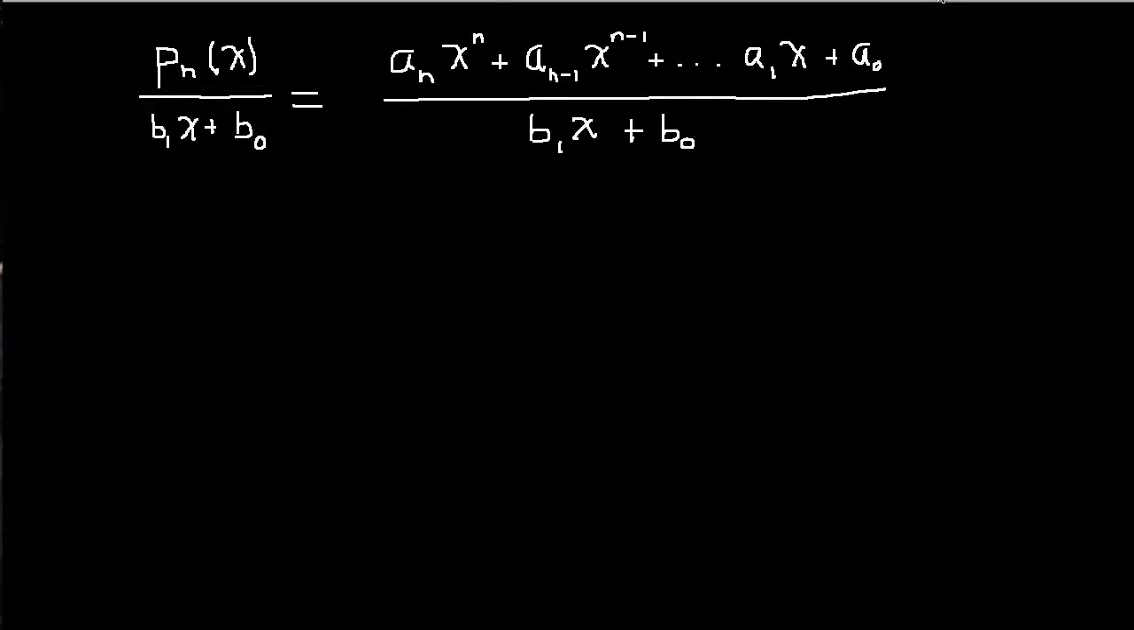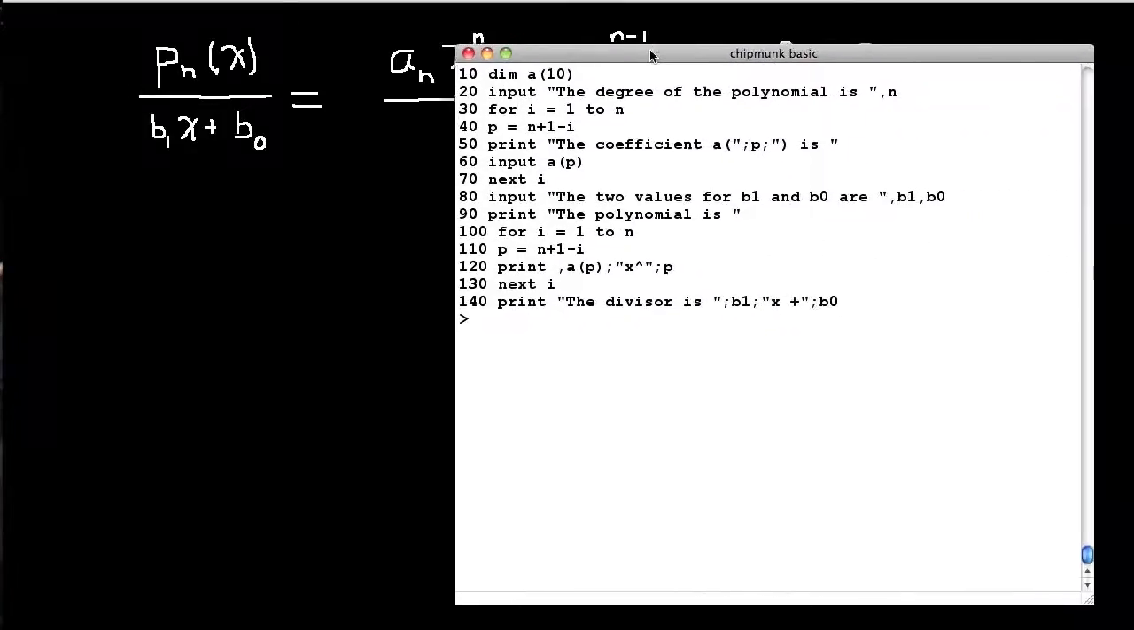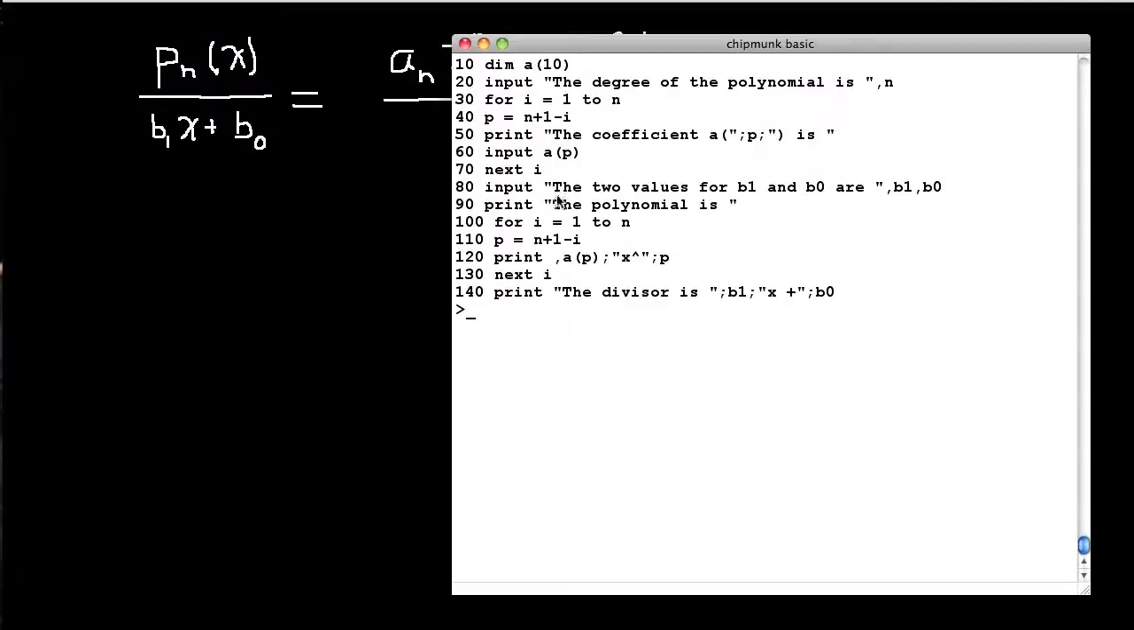Okay, I want to continue writing this BASIC language program to divide two polynomials. In particular, I want to take an nth degree polynomial, p sub n of x, and divide by a linear polynomial, b1x plus b0. Now, I ran into a problem as I was writing my program, and I have that program right here. This is the program that I ended up with.